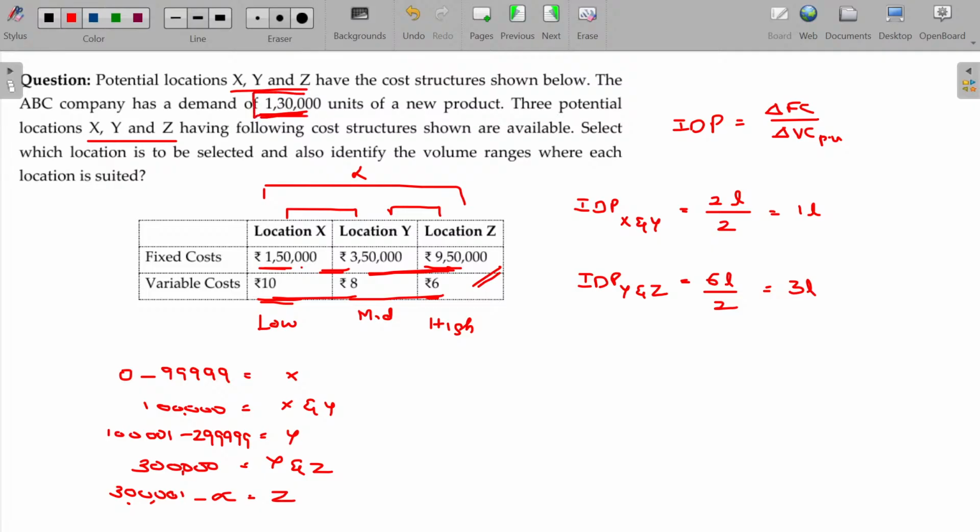As the company's currently expected demand is 1,30,000, it may be produced suitably at a lower cost by location Y. So location Y is chosen. Is that clear? Hope now you'll be able to understand this. If it is clear, text me.